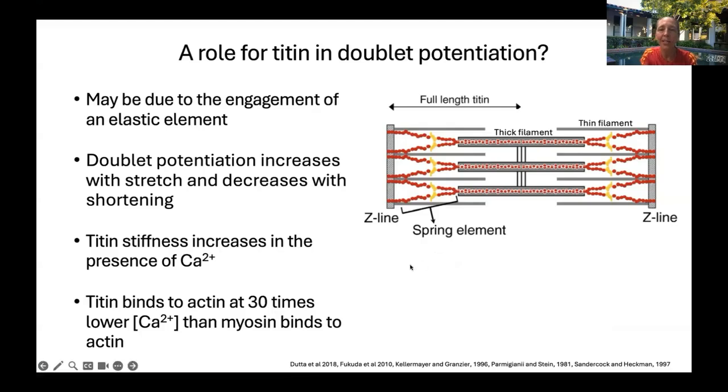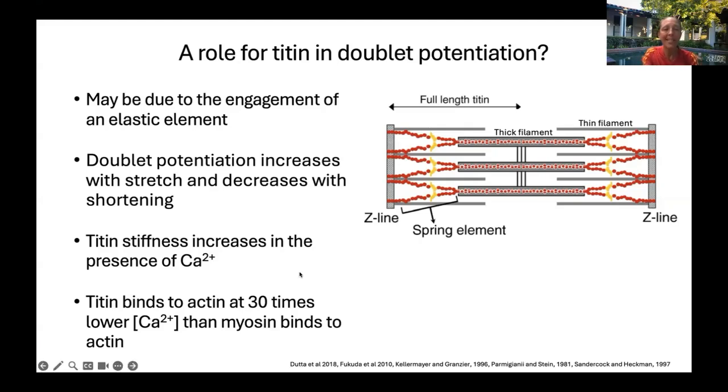And so just to remind you, titin resides in the sarcomere of a muscle. So we're looking at a sarcomere here to the right from Z line to Z line, with the thin filament here in gray and the thick filament in the middle. And it's this red structure that is titin that spans from Z line to M line. And in the middle here is the spring element of titin. And we know that that part of titin stretches with muscle stretch, and it's responsible for passive force.